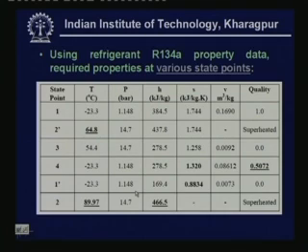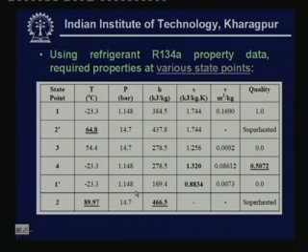Similarly, the data for other points. At point 2 dash, which is nothing but the exit of the isentropic compression process, we know the pressure, which is equal to 14.7 bar. And we also know the entropy, which is same as the entropy at point 1, that is 1.744. So, from the pressure and the entropy data, we find the rest of the properties, that is the temperature and enthalpy.